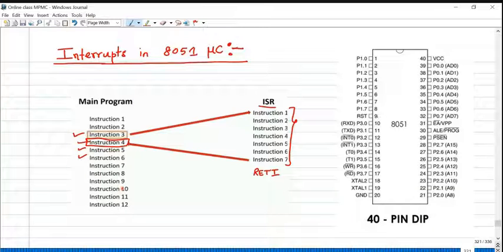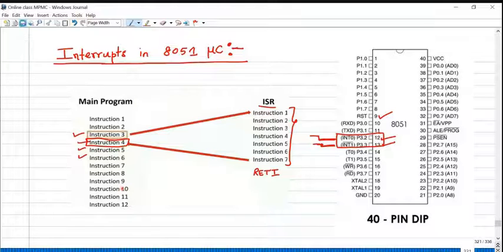In the pin diagram, look at pin number 9. This reset is also considered as one of the interrupts in the 8051 microcontroller. And INT0, pin number 12, and INT1, pin number 13, these two pins are external interrupt 0 and external interrupt 1. They are active low signals. Active low means that to enable this particular interrupt, it should be low, active low for a minimum of 4 internal clock pulses. INT0, INT1, two external interrupts.